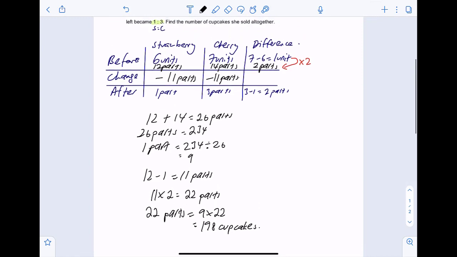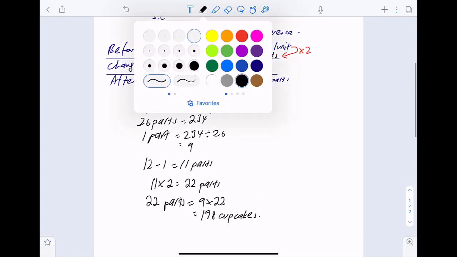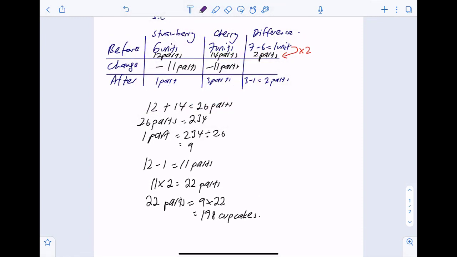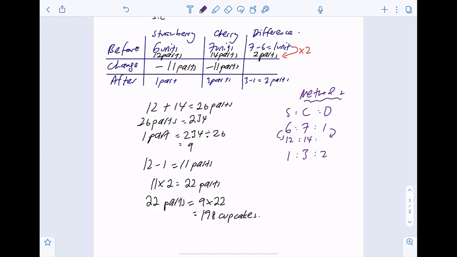So again, you can use a ratio method if you like. You can come up with strawberry is to cherry is to the difference. This is method 2. You can choose either or. Method 2 is 6:7, right? That's the starting ratio. Difference is 1. Later on it became 1:3. Difference is 2. So you times 2 throughout here to make the difference the same. So you get 12:14:2.